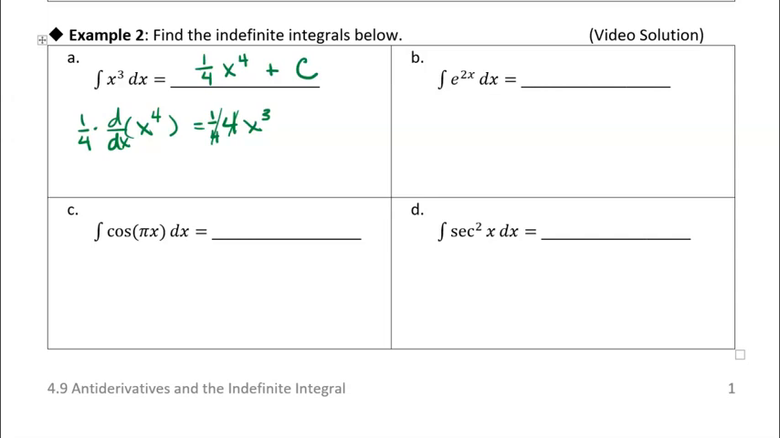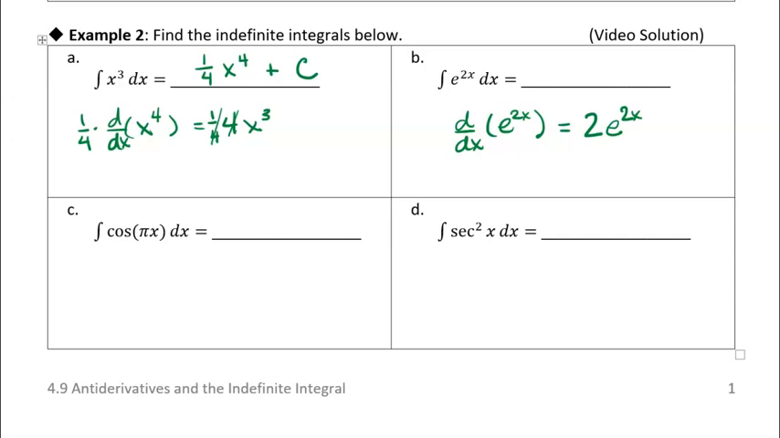We have e to the 2x. We're trying to find the antiderivative of e to the 2x. So let's think about this again. I know that the derivative of e to the 2x is equal to, I have to use the chain rule, so I get e to the 2x, and then the chain rule gives me 2e to the 2x.